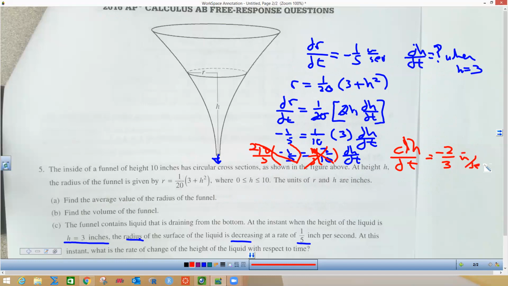So in other words, at the exact time when the h is 3 inches, the radius is decreasing at 1/5, so it's going down. So see, your radius is getting shorter, but your height is also getting shorter because the height is going down as water's running out, and the height is decreasing at 2/3 of inches per second.